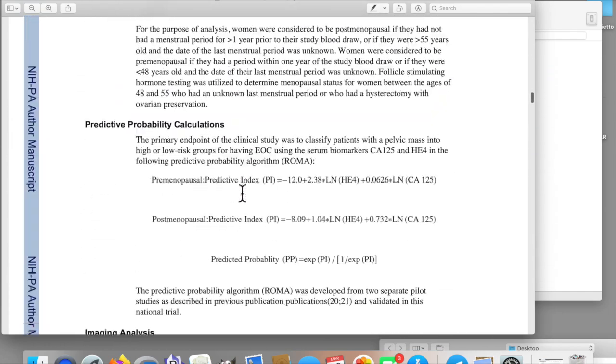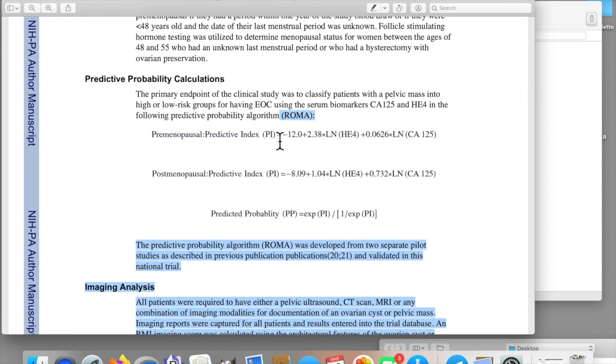they provide two indexes. The first predictive index referred to the premenopause status, and one predictive index referred to the post-menopausal state. Okay, and you see they are related to the HE4 biomarker and also to the CA125 biomarker. So we have HE4, CA125, and the menopause: 3 possible predictors suggested by Moore and the other colleagues.